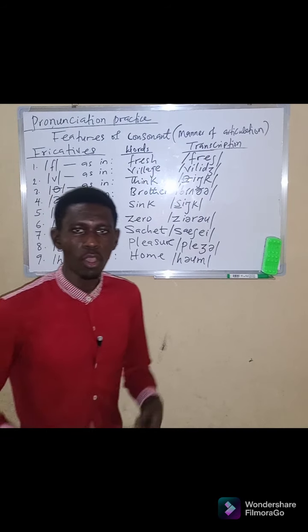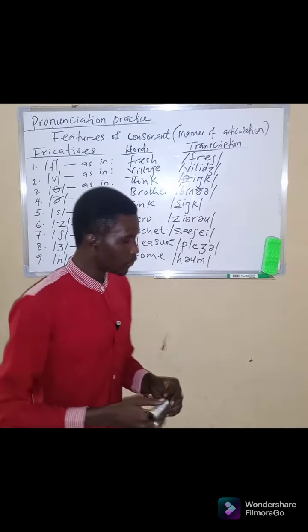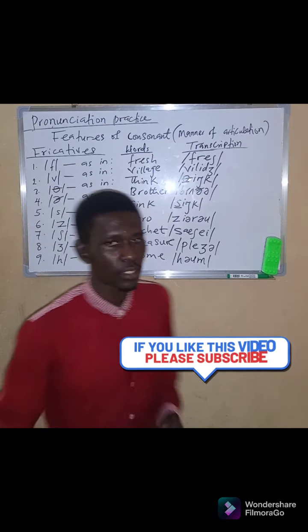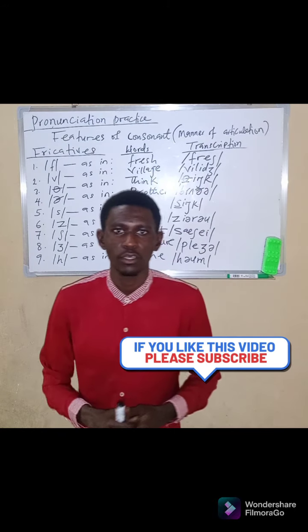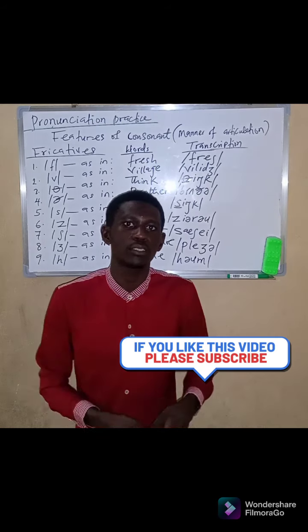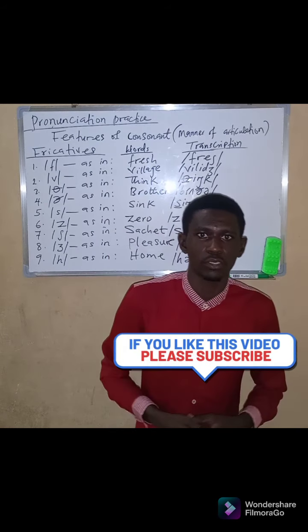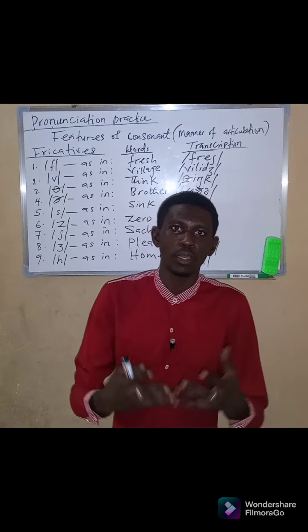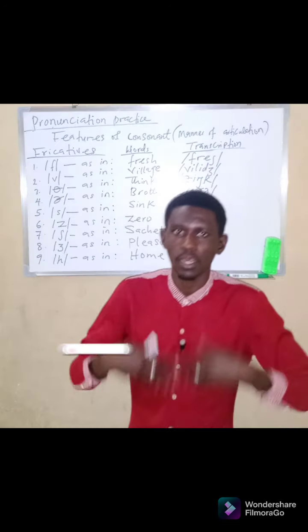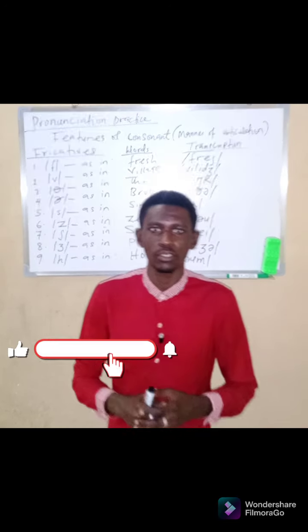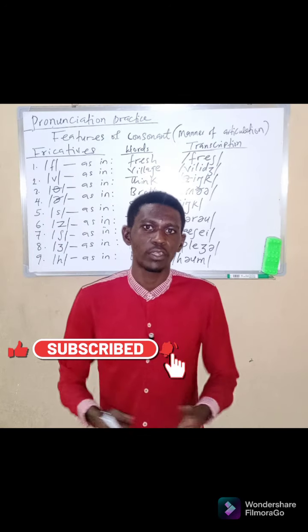So we have home. So viewers, these are the fricatives, the 9 fricatives, which is a feature under the manner of articulation. And remember we said the word manner explains the question how. So manner of articulation is simply how these phonetic sounds are pronounced or produced.